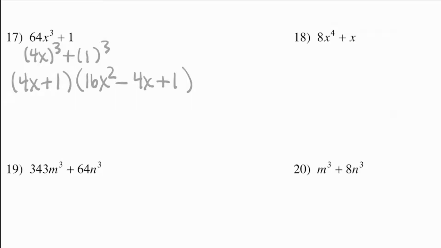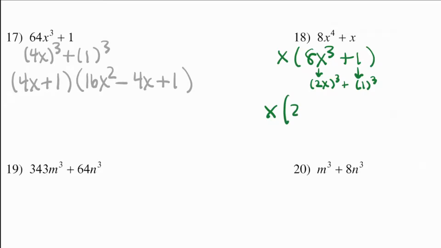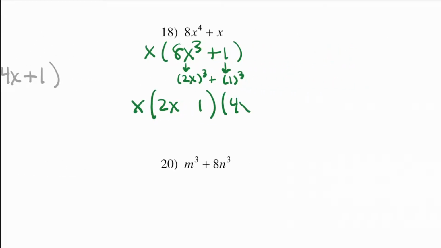And then 8x to the 4 plus x, that's got a greatest common factor. I'm going to need to factor out that x first. And then I've got 8x to the 3 plus 1. 8x to the 3 is the cube of 2x. So I'll have this original x, and then I'll have 2x and 1. And I'll need to square 2x, multiply 2x and 1, and then square 1. Okay, it's a sum of 2 cubes, so it'll be the same sign, opposite sign, and always positive.